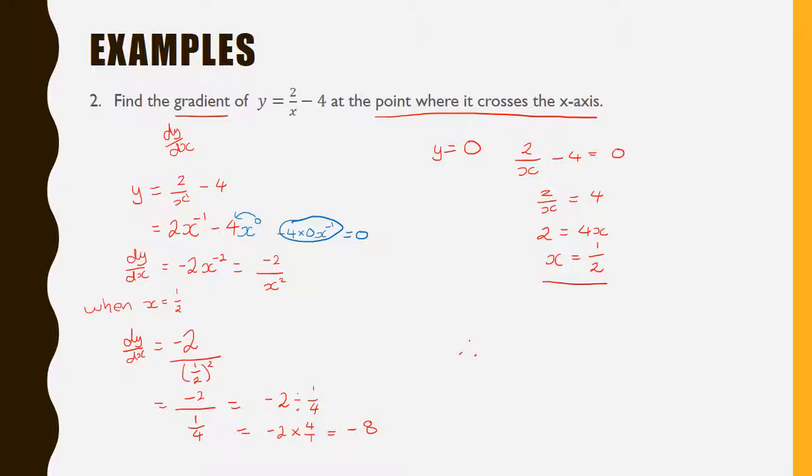So therefore, the gradient at the x-intercept is negative 8. Please make sure your final answer is clear, either by writing it out again, or perhaps you could do it by putting a box around your final answer or highlighting your final answer, but some way make your final answer clear. Okay, so that's all for today's clip.